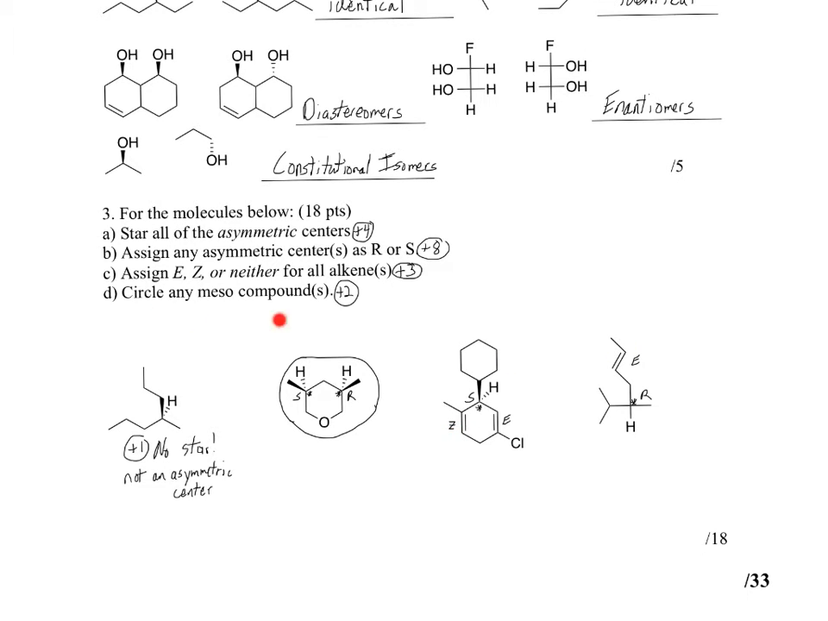Got to do that. And circling meso, so something with asymmetric centers and a mirror plane, that would be this molecule would be meso. So the molecule has asymmetric centers, but the molecule is achiral, meso. Meso is achiral with asymmetric centers, so a mirror plane, even though it has asymmetric centers.